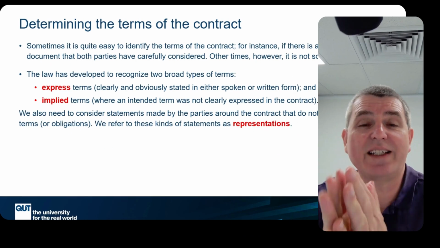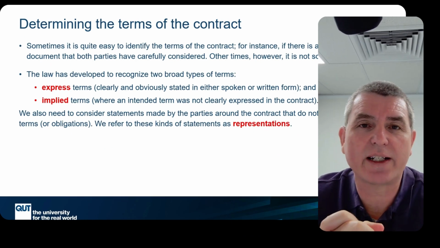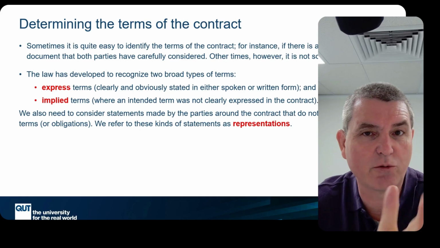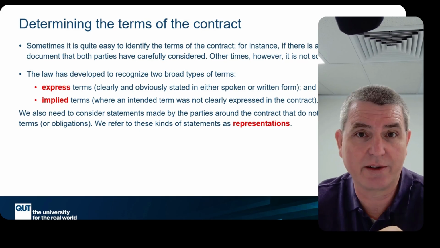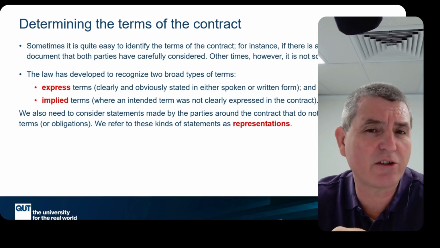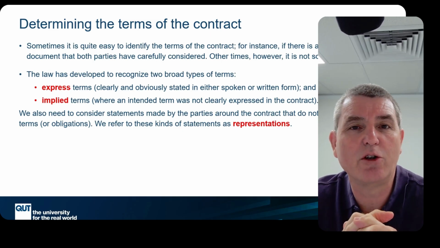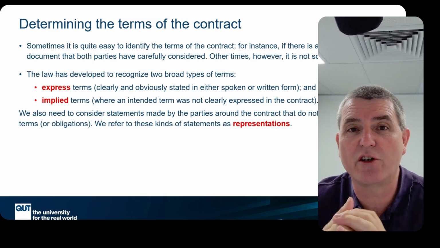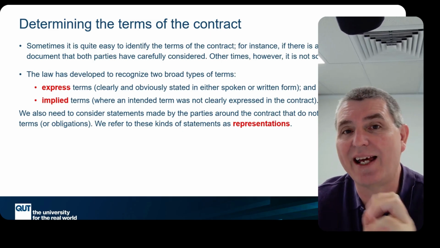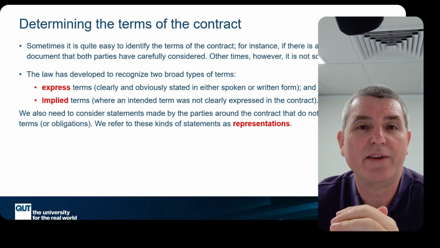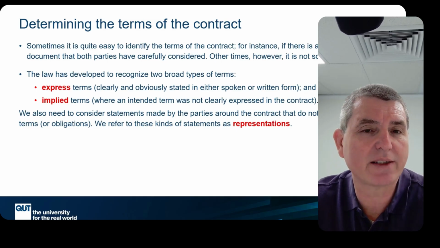So sometimes it's easy to tell what the terms of the contract are, particularly if you have a signed written document that contains the whole of the agreement, then your terms are pretty clear. But at other times, it's not so clear. It could be a mix of express terms. Some might be written down, some might be spoken. Then there might be some that are implied by statute.